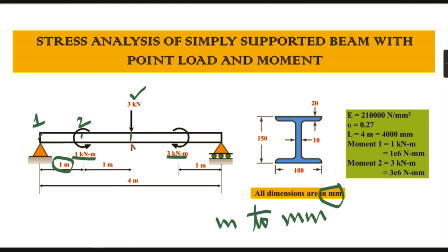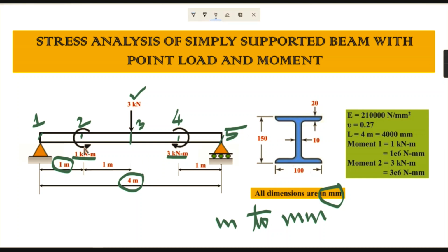So here in the center, the load which is acting on the beam is the point load. We take the point as 3, and the second moment of 3 kN meter in clockwise direction should be taken as 4, and the last point should be 5. It is a roller support. Each distance is 1 meter, so the entire length of the beam is 4 meters.